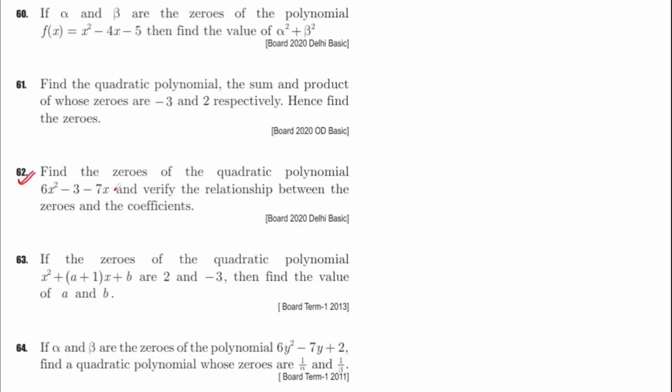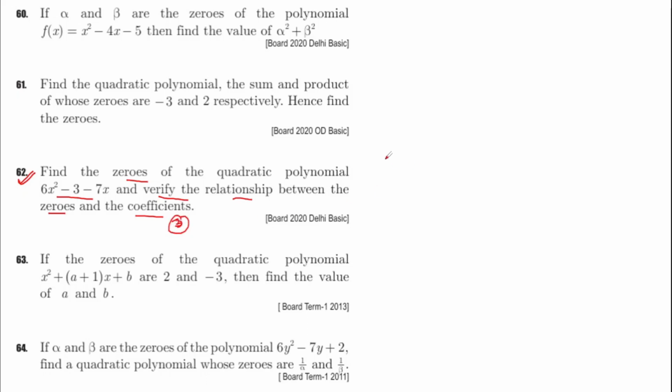So in this question number 62, what is given to us? Find the zeros of the quadratic polynomial, this one, and verify the relationship between the zeros and the coefficients. This is a very important question from the class 10th point of view. Okay, now this question carries 3 marks. Okay, last year also there was such a question in the board exam.